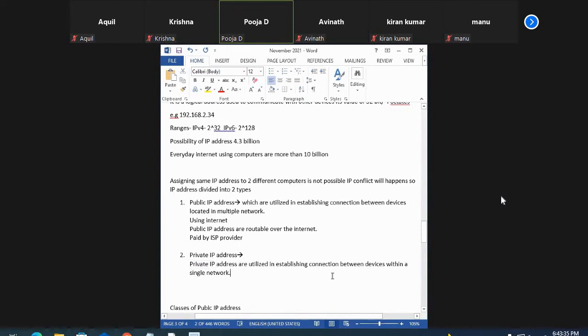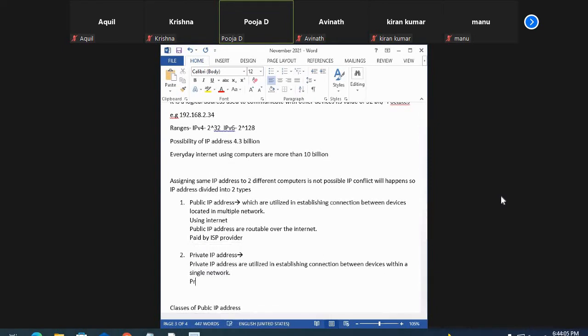Okay, so this is what private IP addresses help you to do: establish a connection between devices, like you and your friend, within a single network. One condition is that you need to be in a single network. If you are situated in different networks, you need to connect with the public IP address. If you are in a single network, you can use your private IP address for the communication.